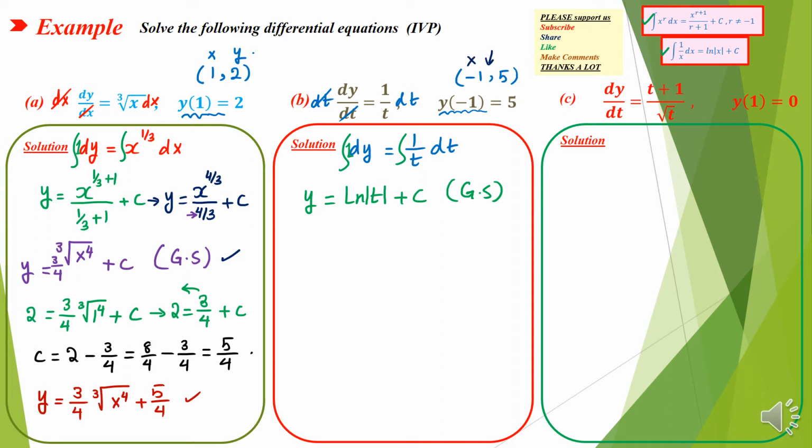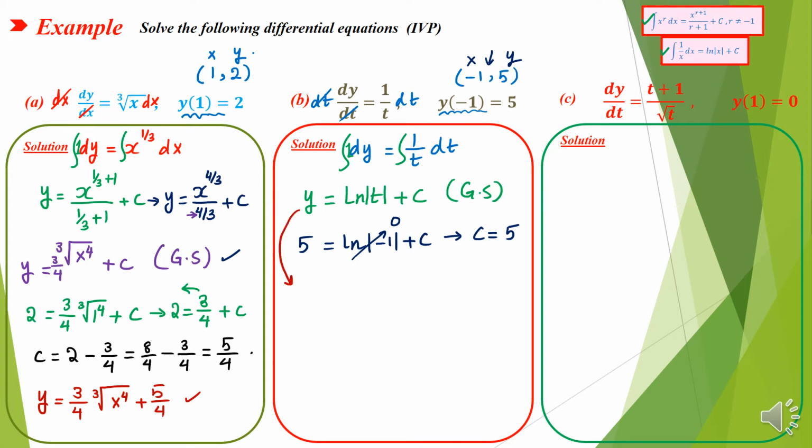So x equals -1 and y equals 5, and we will get 5 equals ln of absolute value of -1 plus c. So ln of absolute value of -1 means ln of 1, and this gives us 0, and in total we have c equals 5. So this is the value of c. To find the particular solution you have to rewrite the general solution again with the value of c. So you will get y equals ln absolute value of t plus 5.